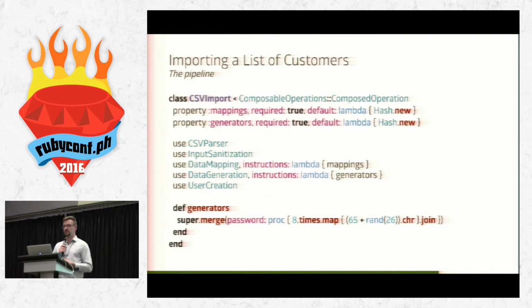And modeling this in code using composed operations is essentially these 5 steps. The CSV import operation here takes mappings and generators, so you can define external generators, for instance, for creating passwords. And then it uses 5 operations to perform the CSV import. I won't go into detail about how these individual operations are implemented.